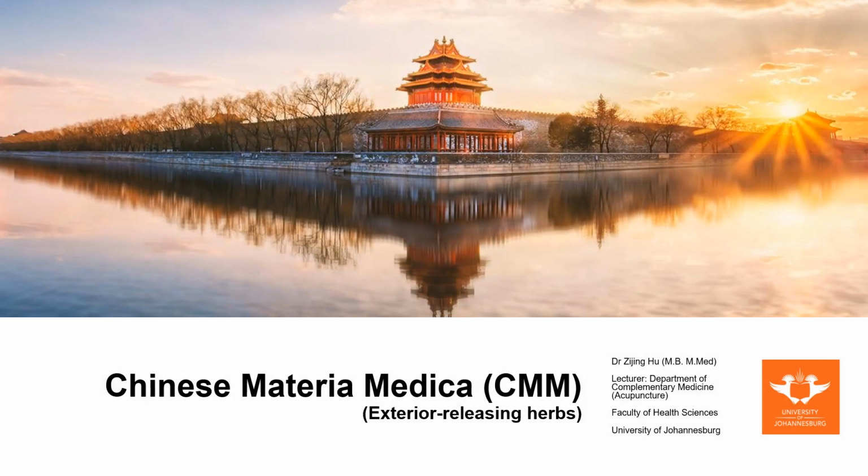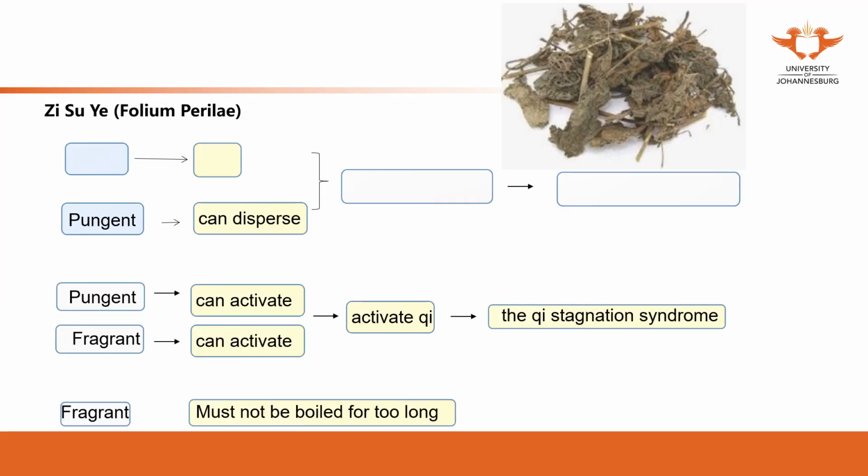Good day, class. In this video, we are going to continue the discussion on the exterior-releasing herbs. Zisuye, ye is the leaf. Zisu is the name of the plant. The property is warm and pungent. Warm can be used in a cold condition, pungent can disperse. So warm and pungent can be used in a wind cold syndrome. It has the function of dispelling wind cold.